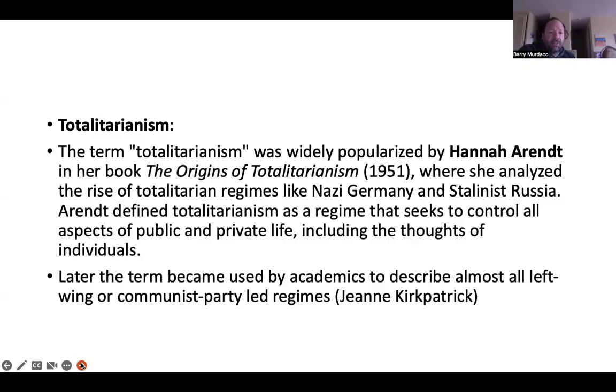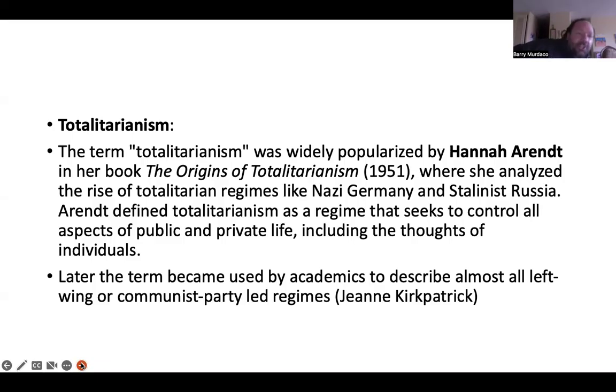Arendt defined totalitarianism as a regime that seeks to control all aspects of public and private life, including the thoughts of individuals. So later theorists would create a kind of hierarchy between totalitarianism and authoritarianism. And totalitarianism is clearly seen as the greater evil.